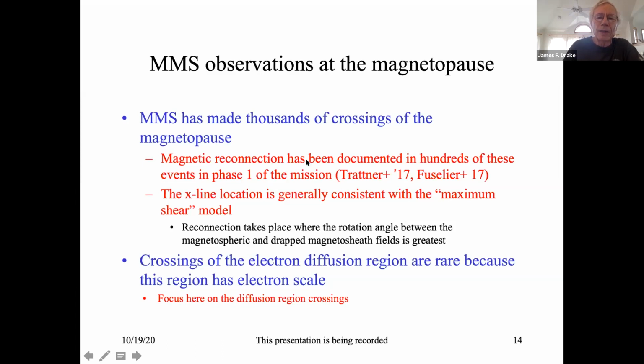I'm not going to talk about this in great detail because the focus of my presentation is more on the structure of the electron diffusion region at small spatial scale. And clearly, because the electron diffusion region is very small, the number of crossings of this region is much more rare than reconnection in general. In any case, that's going to be the focus of the rest of my talk, the small scale structure.